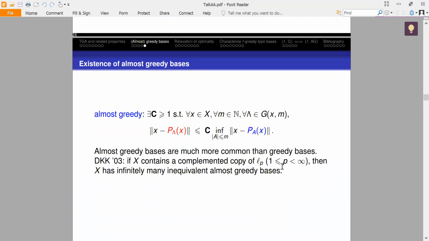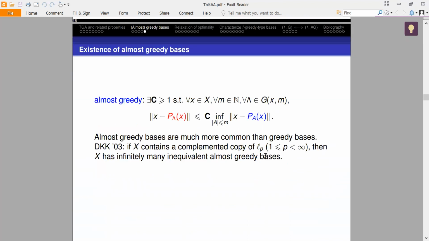But we have some results about the existence of almost greedy bases. This is a result by DKKT, Dilworth, Kalton, Kutzarova, in 2003. They show that if X contains a complemented copy of ℓp, then X has infinitely many inequivalent almost greedy bases. So even though a space may not have a greedy basis, it may have a lot of almost greedy bases. That's why we say almost greedy bases are much more common than greedy bases.